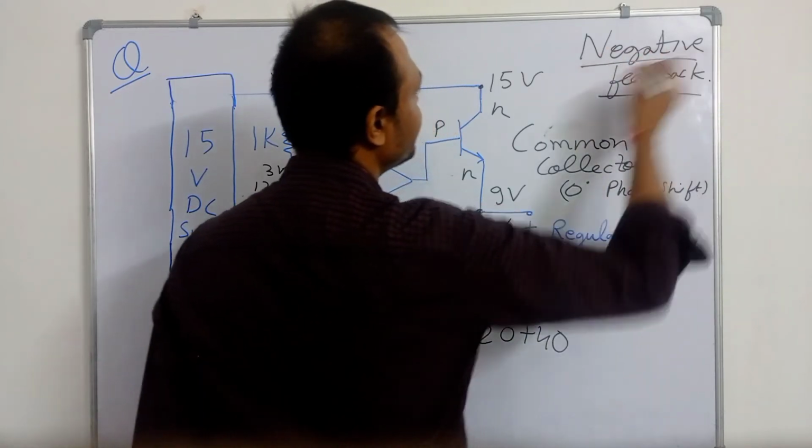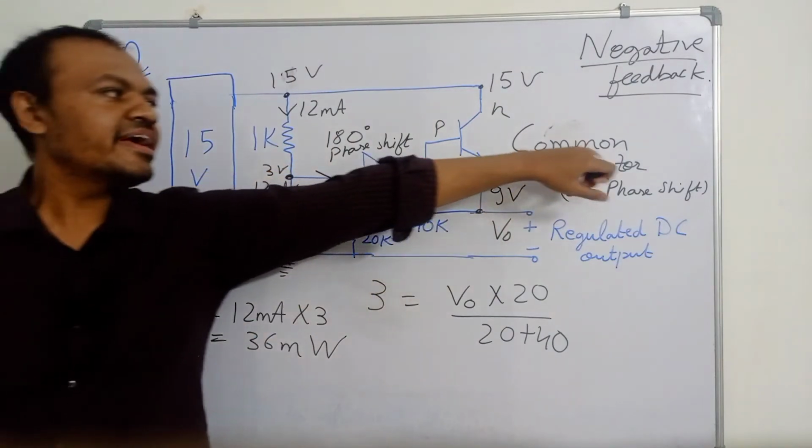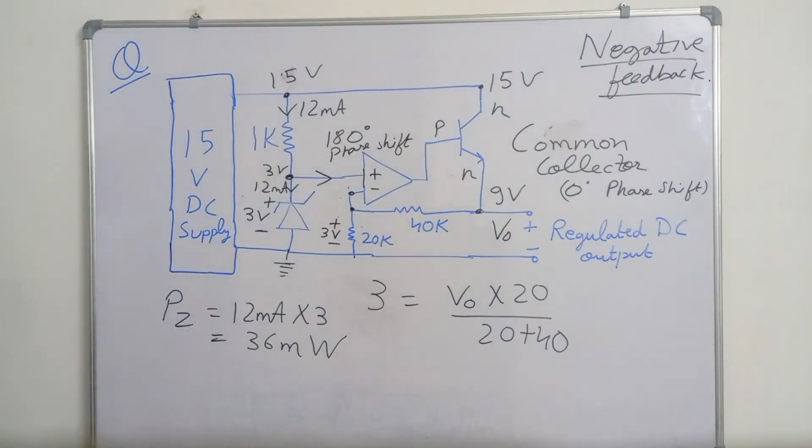This is a negative feedback circuit because the op amp is providing 180-degree phase shift and the common collector transistor does not provide any phase shift. So the phase shift of the common collector transistor is 0 degree. So the total phase shift is 180 degree. So 180 degree phase shift means negative feedback.